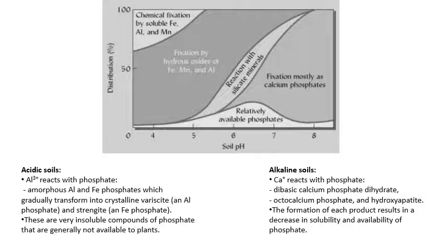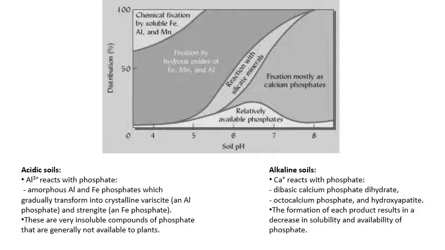This diagram quantifies the proportion of all phosphorus in the soil that is in different forms, depending on the pH. On the y-axis, you have the proportion of phosphorus and on the x-axis you have the pH. You can see that in acid soils with a very low pH, almost 70% of the phosphorus is bonded to iron, magnesium, and aluminium, and that means it's not very available to plants.